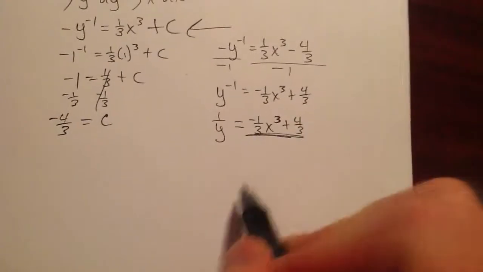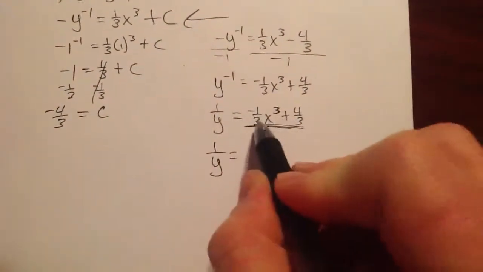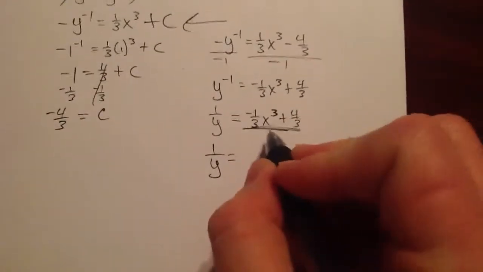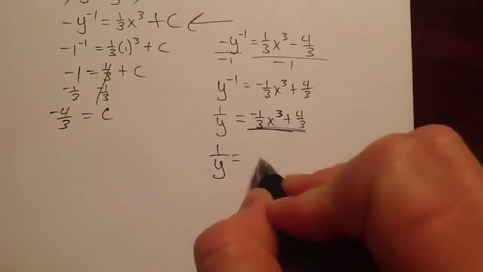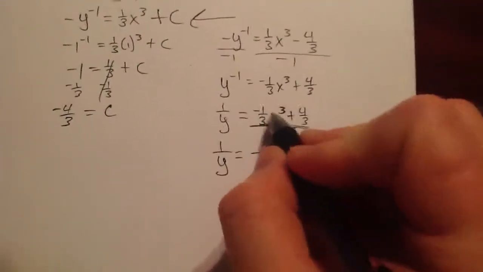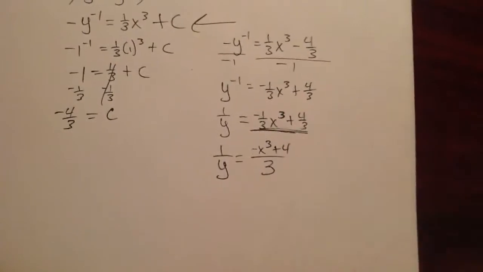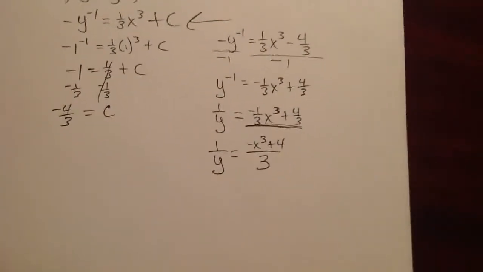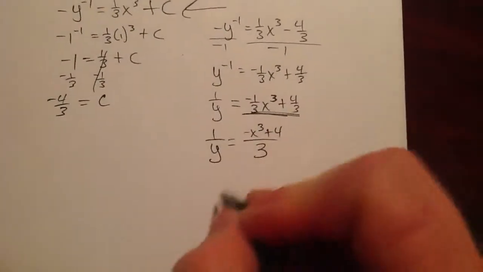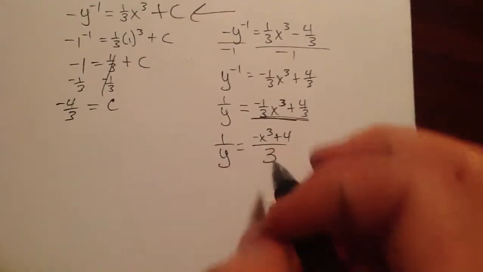Flipping this might not really make sense, so I'm going to rewrite this first before I flip it. I'll leave it as 1 over y right now. Notice they both have 3 as a denominator, so I'm just going to combine them to 3. And on top I would have negative x to the third plus 4. Now flipping them is a lot easier.